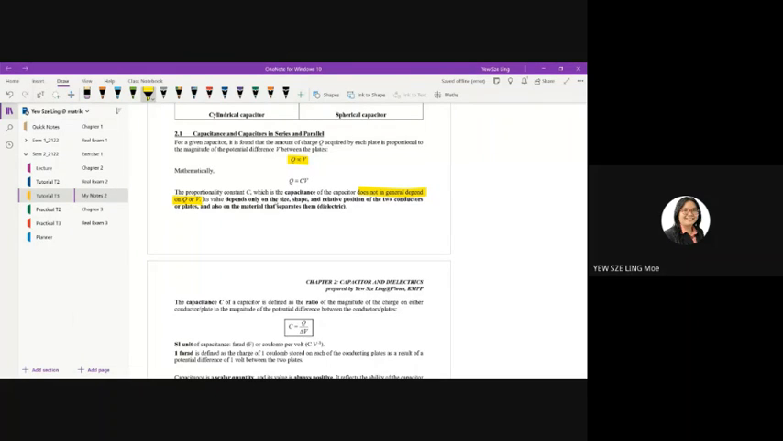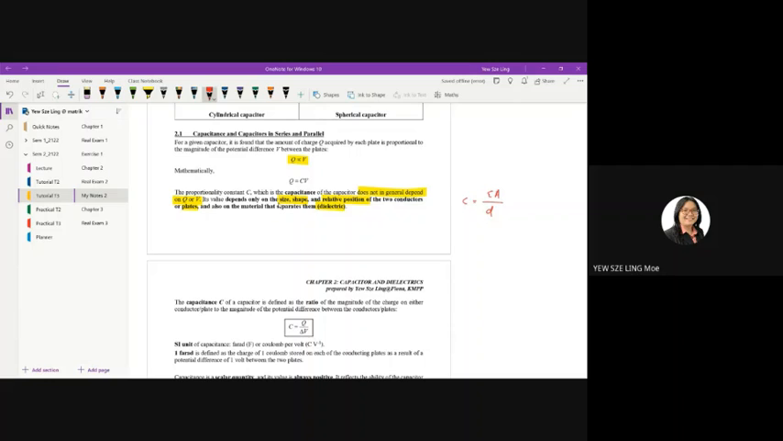So C depends only on the size, the shape, and the relative positions of the two plates. And the last one is the dielectric, the material that separates them. It could be air or any other dielectric material. So in short, how do we know whether C changes or not? It depends on this equation: C equals epsilon A over d.